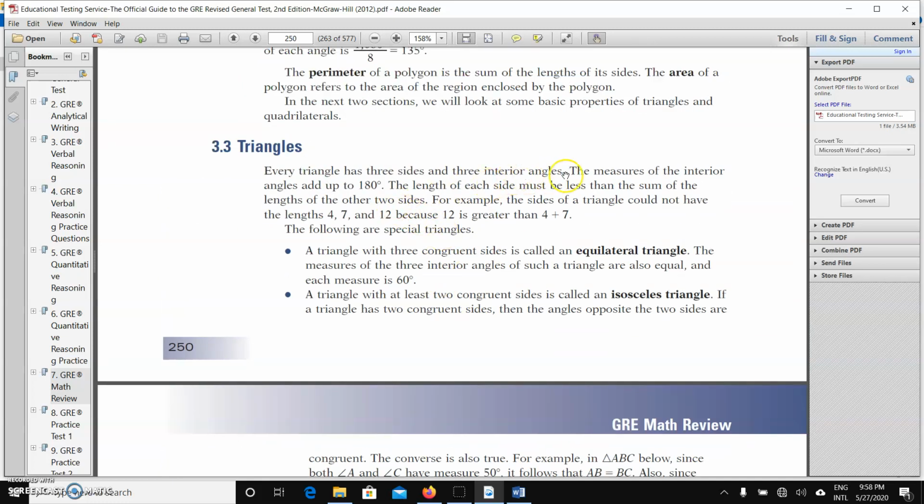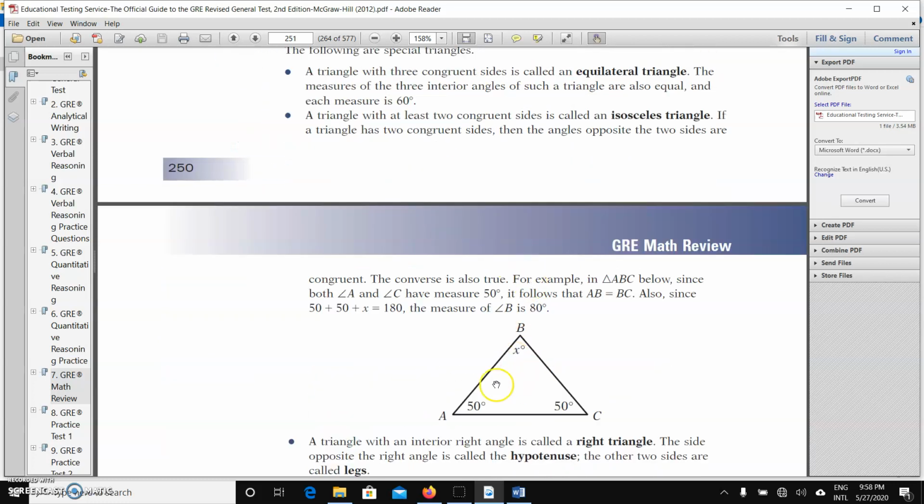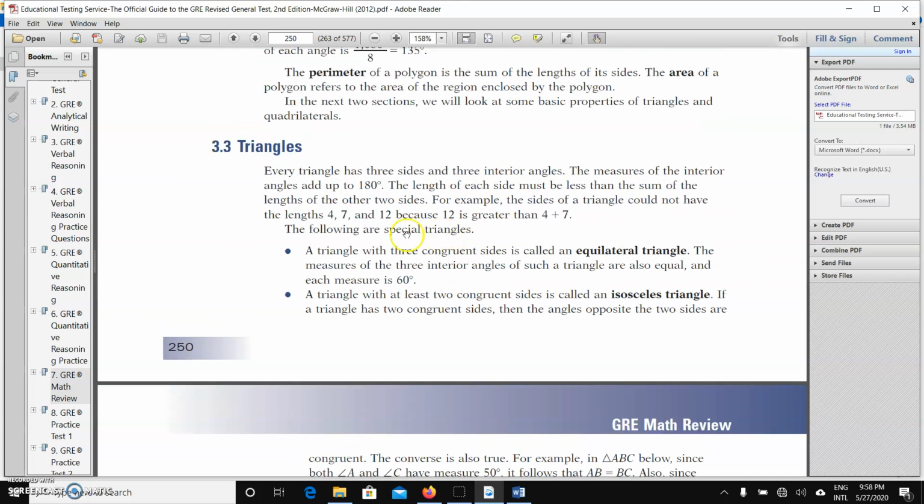That's three sides, and the interior angle is 180 degrees, because the sum of the angles in a triangle is 180. Now there are some rules of triangles. The length of each side must be less than the sum of the lengths of the other two sides.